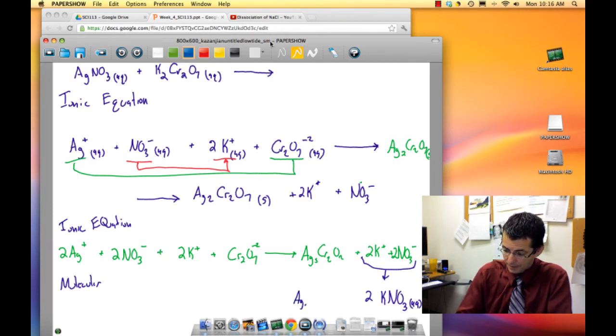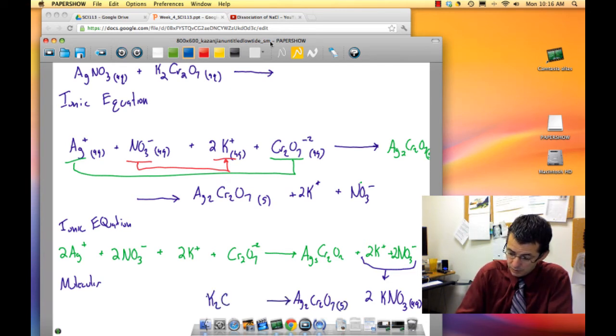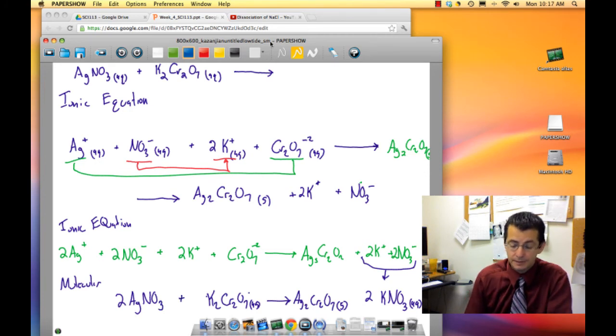Aqueous, Ag2Cr2O7, it's a solid, K2Cr2O7, aqueous, by combining everything back to our starting conditions. So this would be the molecular equation. The ionic equation tells us the molecular equation. And then we could use this for our stoichiometry.